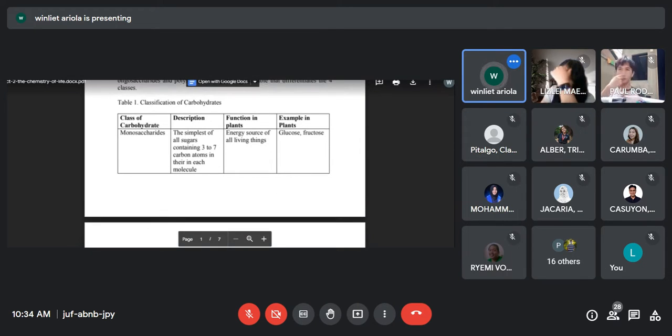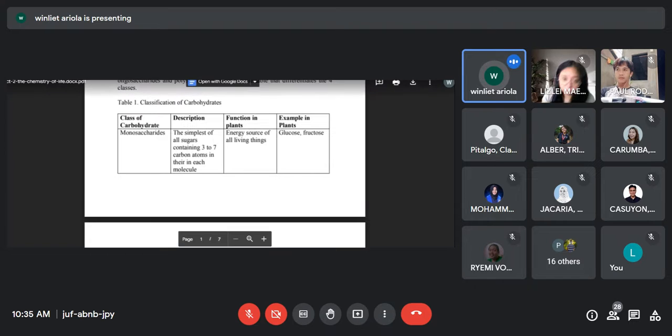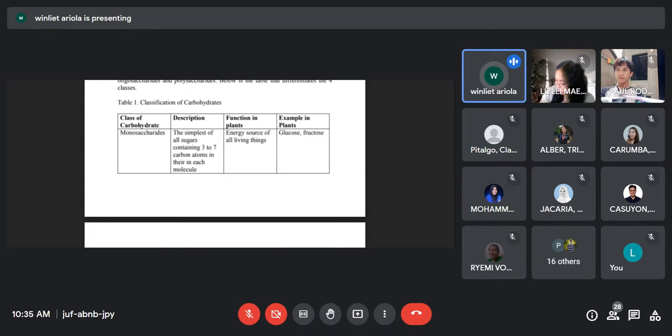And below here we have the definition or description of each class or type of carbohydrate. So when we say monosaccharide, ito yung simplest of all sugars. It contains 3 to 7 carbon atoms in each of their molecule. The function in plants is energy source for all living things.